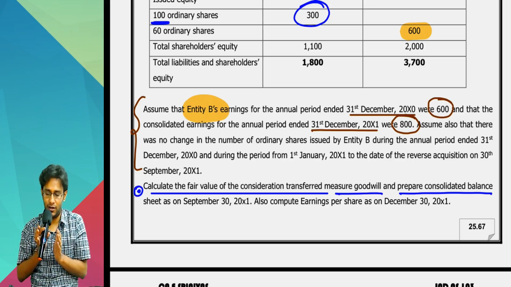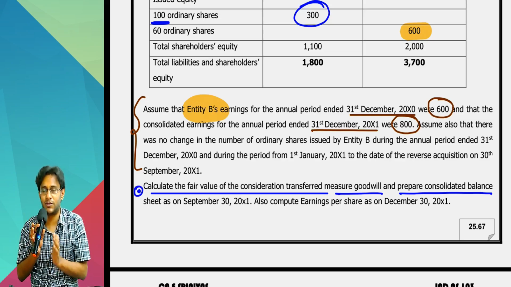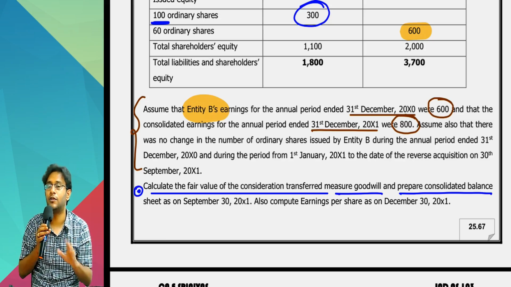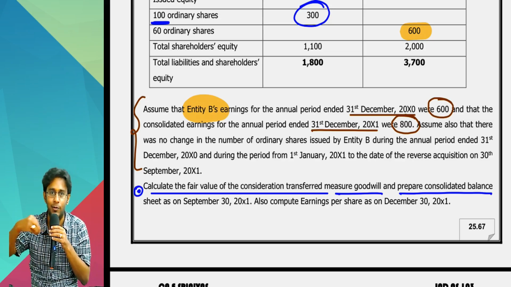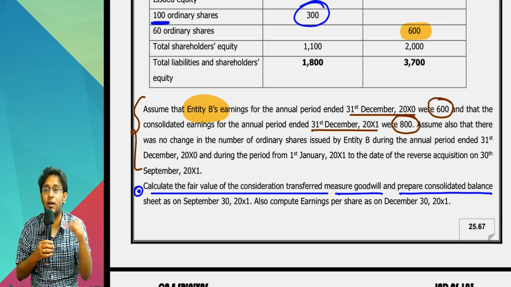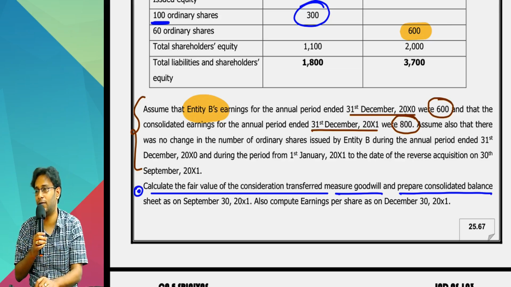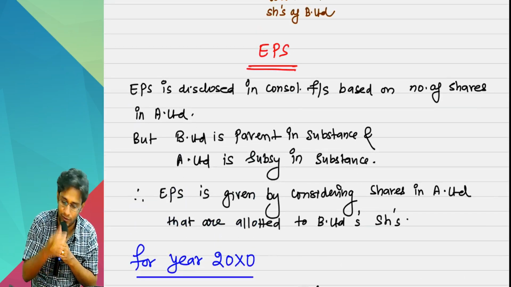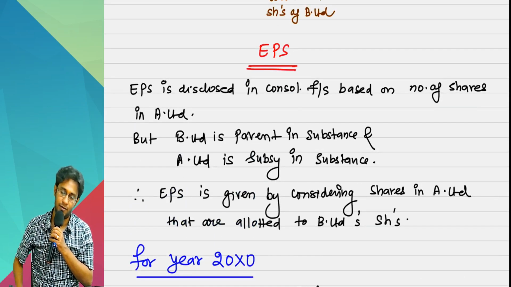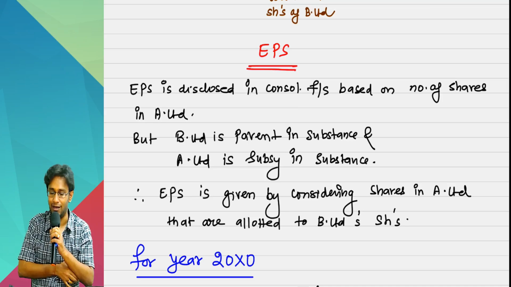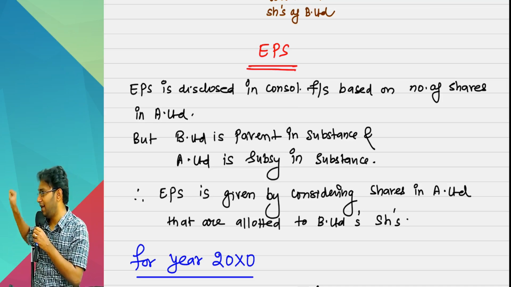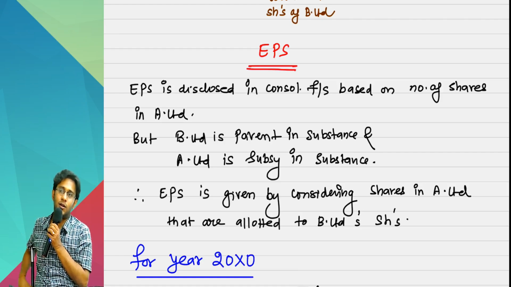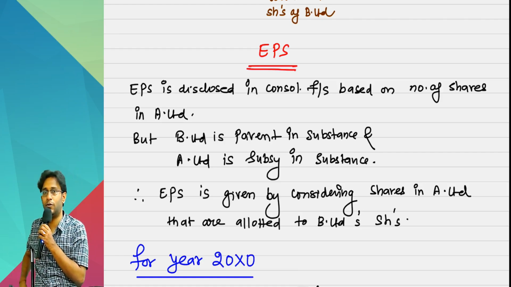But the problem here, sir, is that conceptually, in substance, the parent is B, but legally the balance sheet belongs to A. So what you should do is take A Limited shares only, the legal shares which are belonging to B Limited. That's exactly what I wrote here. Had you read this, a little bit of thought would have started. Read there: EPS is given by considering shares in A Limited which are allotted to B Limited shareholders. Sir, why should I even think about B Limited shareholders? Because B Limited is a parent.